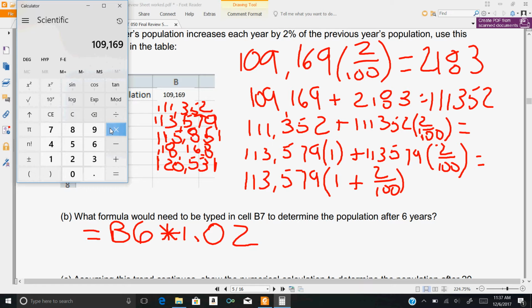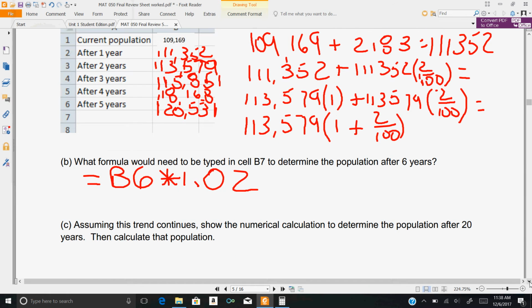109,169. If I multiply that by 1.02, I missed the 2,183, but I get the 111,352 that I would have gotten after I added. So I could have gotten the same answer for the first one if I had just multiplied by 1.02. So the lesson there is, for every year, we multiply by 1.02.